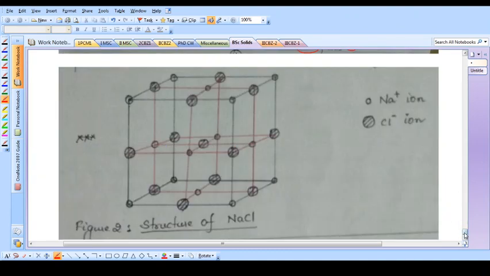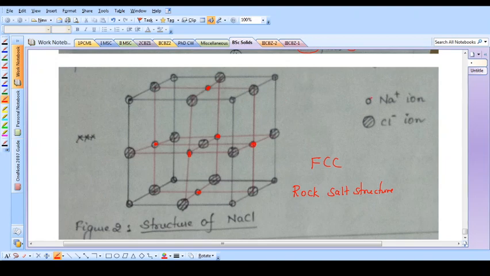So based on all these arguments, the proposed crystal structure of sodium chloride is given in the diagram, and this is FCC structure. The sodium chloride structure is also called as rock salt structure. It is face centered cubic. You can see here at the center of each face you have an ion. In this particular example, I have taken sodium ion at the center of each face, and you can see here you have an alternative arrangement of sodium ion and chloride ion.